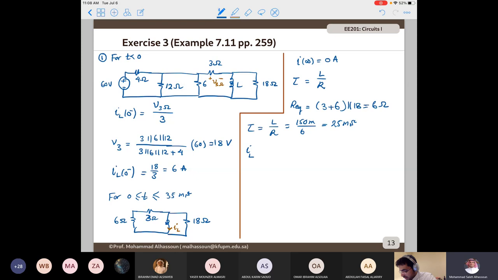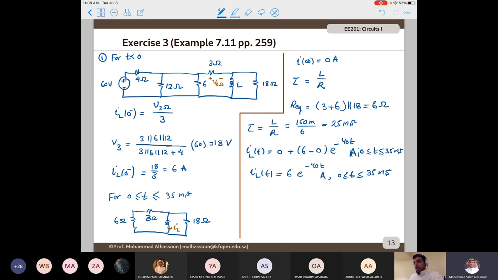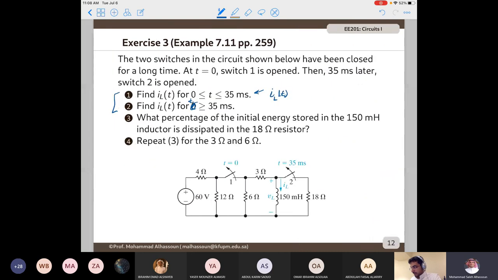So now I can find the solution for the current. IL of t equals the final value, which is 0, plus the initial value minus the final value, times e to the power minus 40t. This is true from 0 to 35 milliseconds. I'll simplify it, and it will be something like this. Now this answers part one.